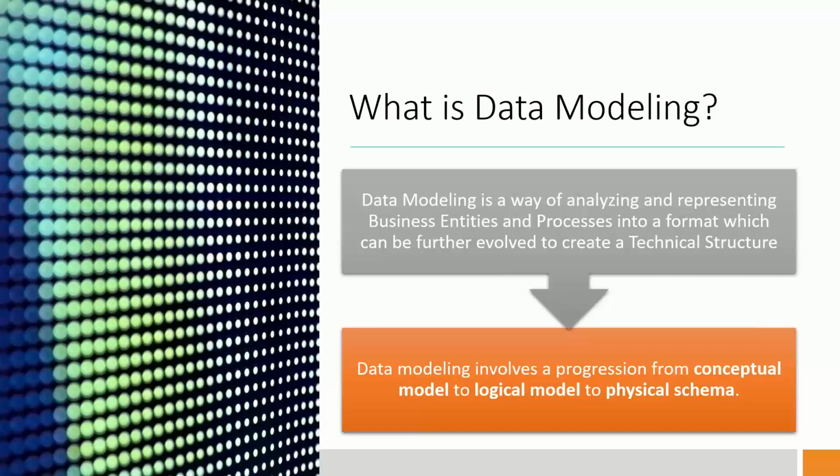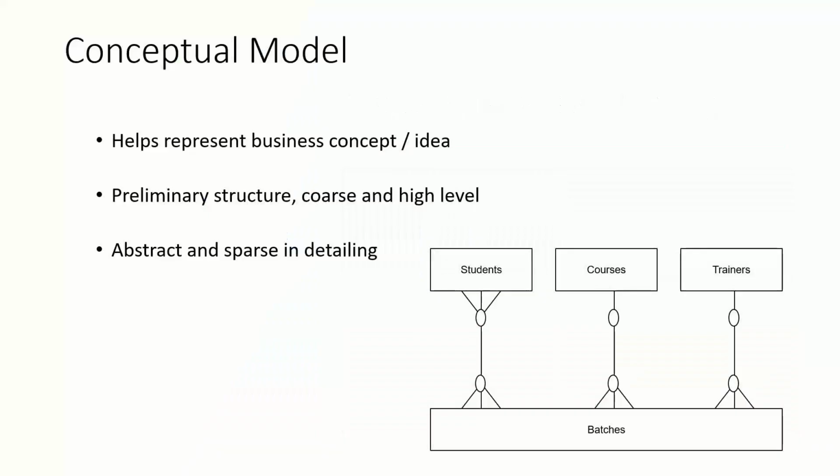The process of creating the data model is called data modeling. And this process is a three-step process. First, you create a conceptual model. You convert your concept into a logical model. Then finally, you create a physical model. Try to understand this at a high level.